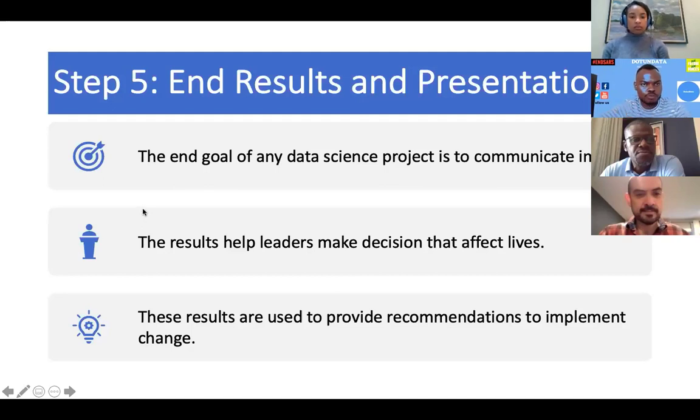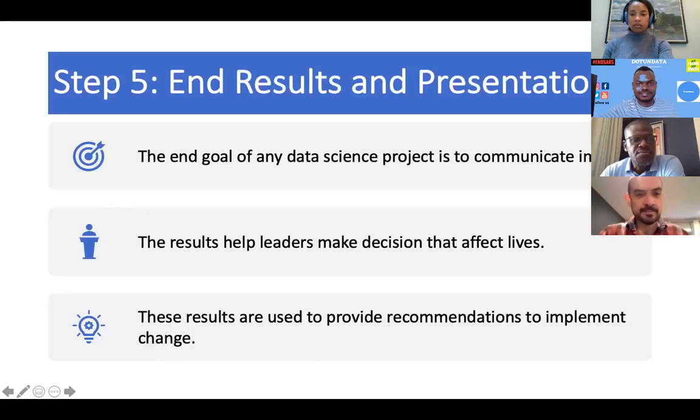For any real project you're trying to do, and not just doing it for fun, the end goal is to be able to convince leaders that are going to make decisions that affect lives to be able to use this data set that you're providing and this insight you're providing. And these results are then used to provide recommendations to implement change, right?